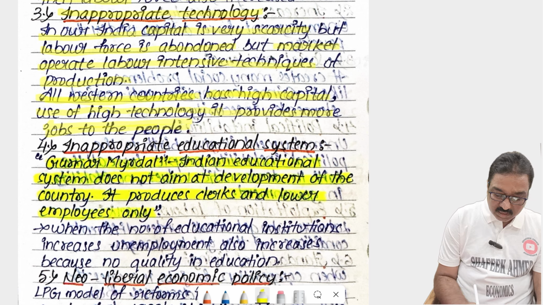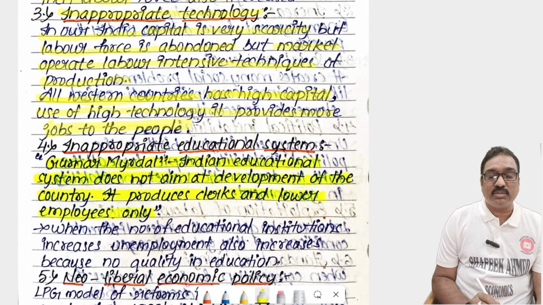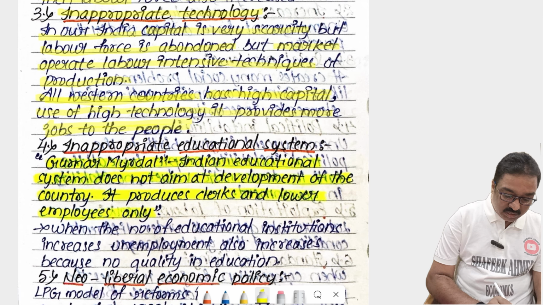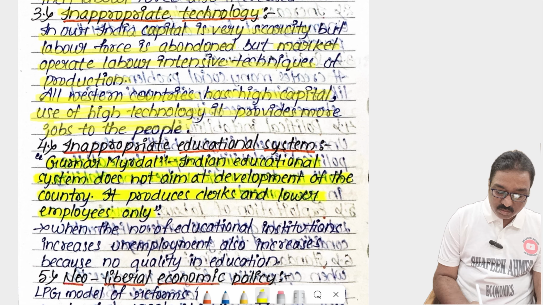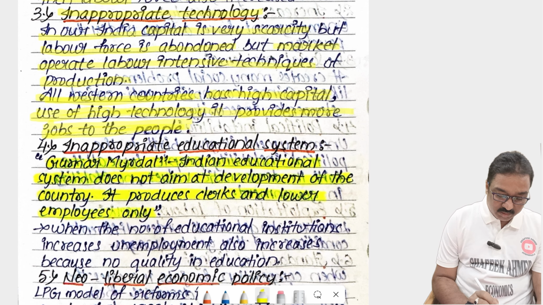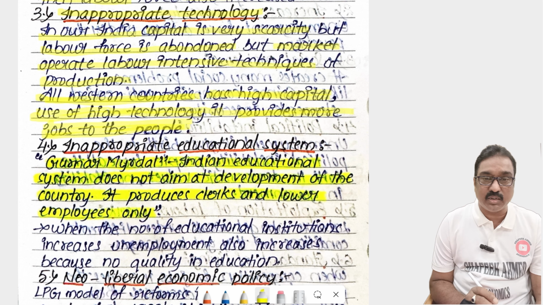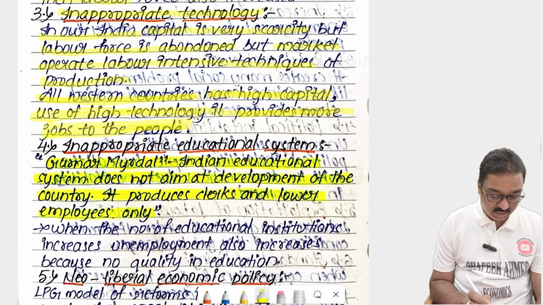All western countries have high capital. Western countries have more capital, so they are using high technology. It provides more jobs to the people. This is one reason for increasing unemployment in our India.